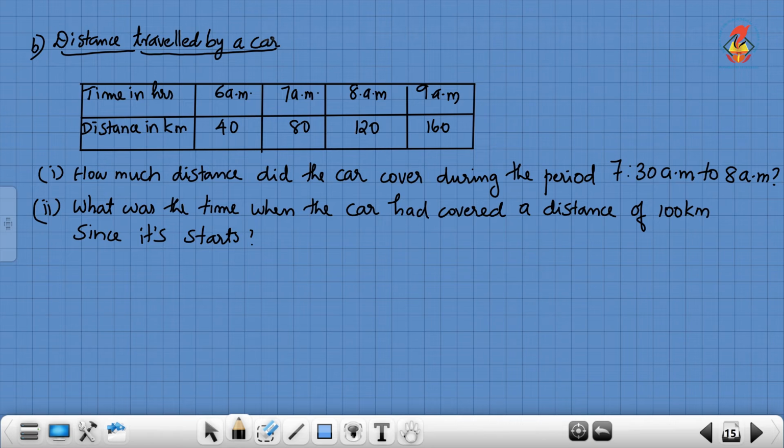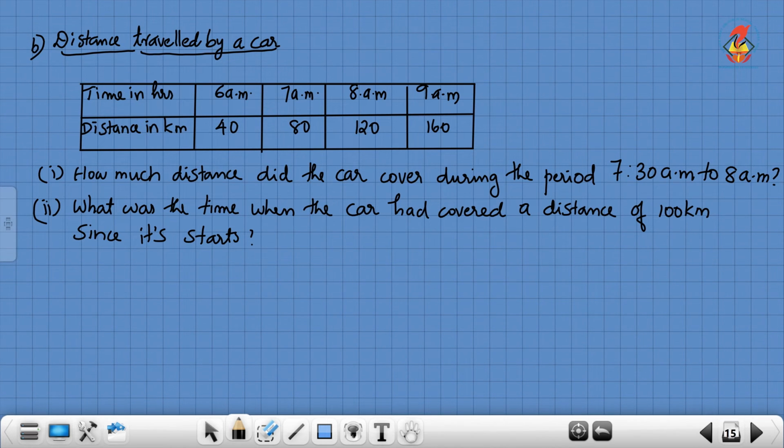Next, distance travelled by a car. Time in hours: 6 a.m., 7 a.m., 8 a.m., 9 a.m. Distance in kilometers: 40, 80, 120, 160. Here, how much distance did the car cover during the period 7:30 a.m. to 8 a.m.? What was the time when the car had covered a distance of 100 kilometers since it started?